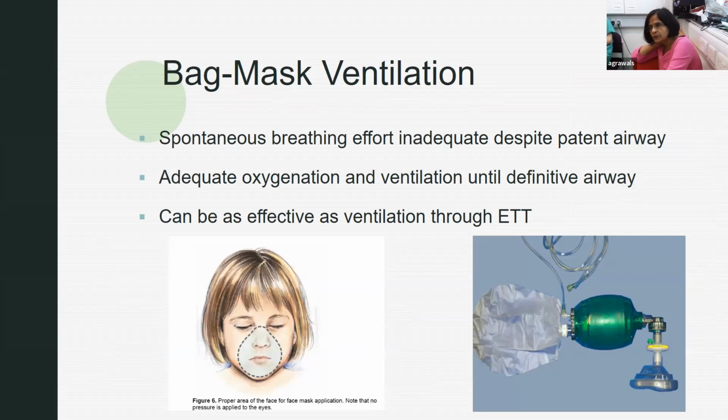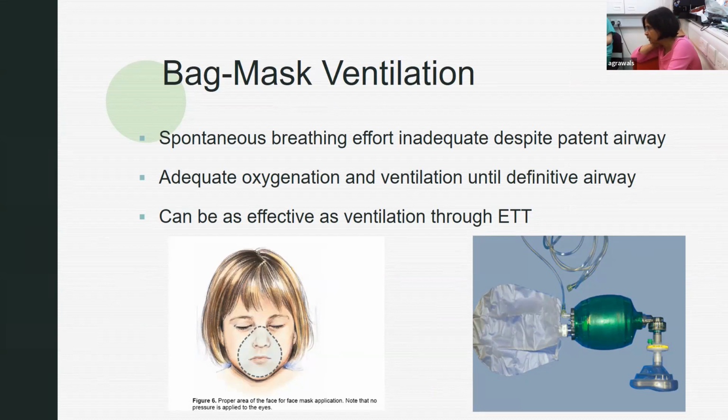And then, of course, once we've ensured that the airway is patent, we're looking at bag mask ventilation if the child cannot breathe for themselves or needs supporting. And we're trying to basically adequately oxygenate and ventilate the child until we can get a definitive airway. This can be as effective as ventilation through the endotracheal tube.